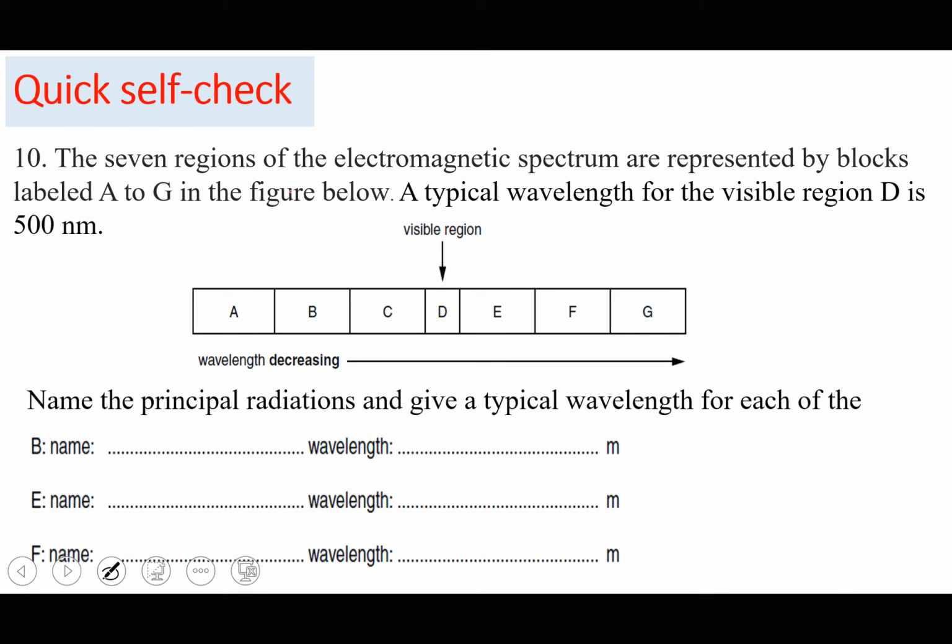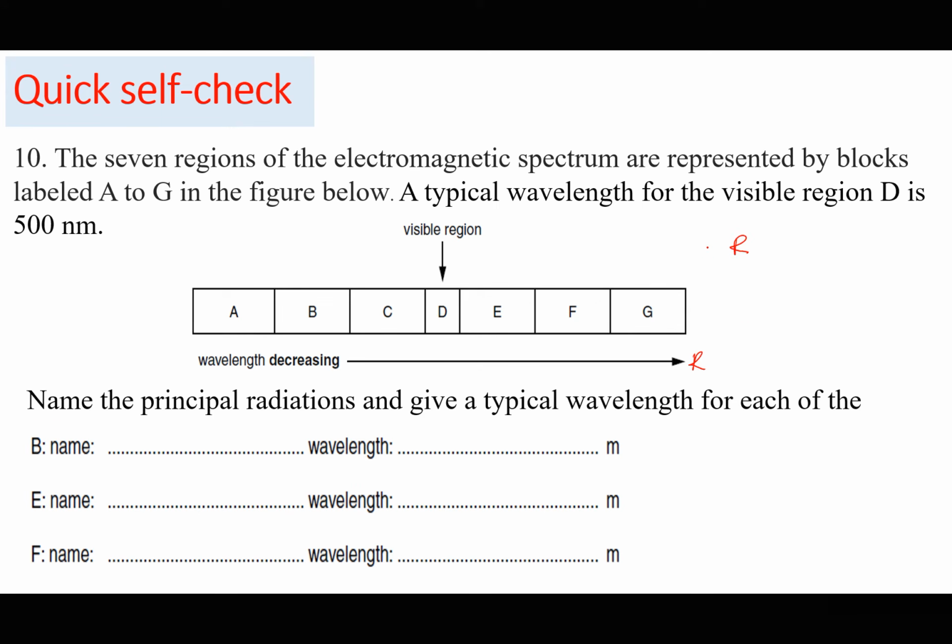Then the 7 regions of the electromagnetic spectrum are represented by blocks labeled A to G. In the figure below, a typical wavelength for the visible region D is 500 nanometers, so this must be visible. Name the principal radiation and give a typical wavelength for each of the regions B, E, F. So this is increasing wavelength. So this must be radio waves because radio waves have the highest wavelength.